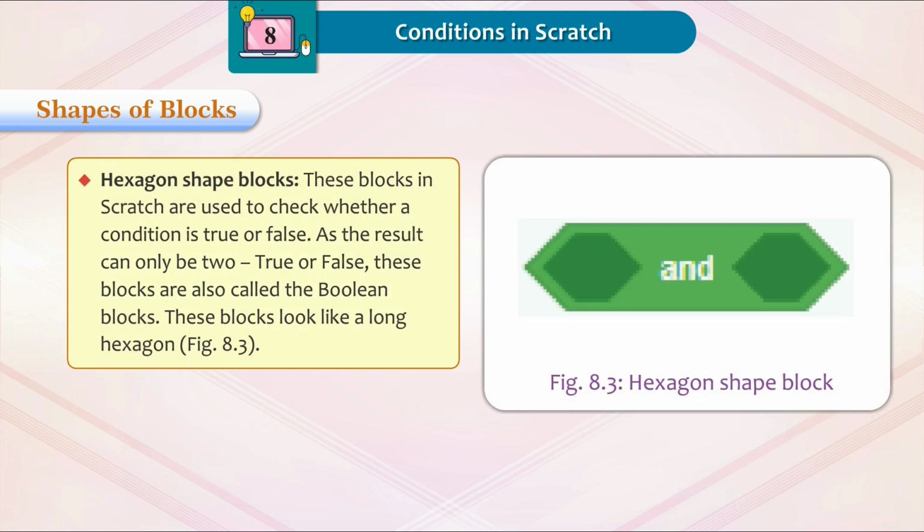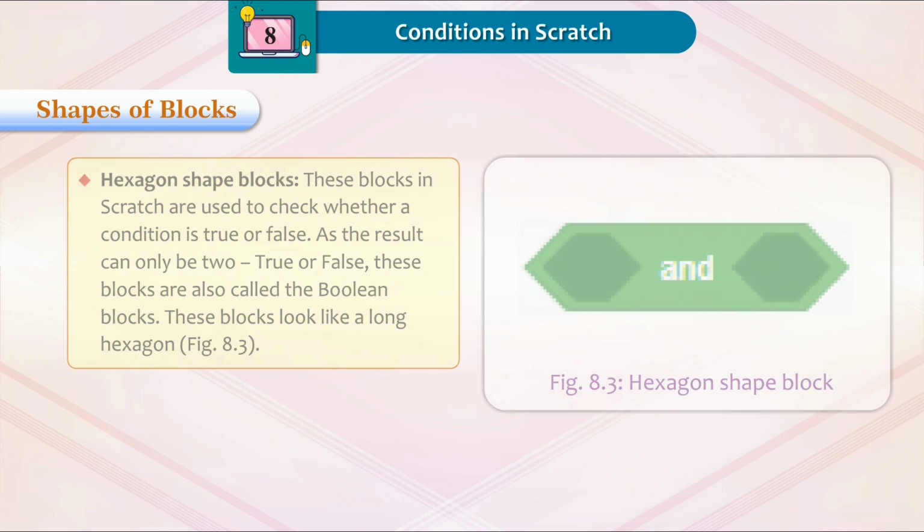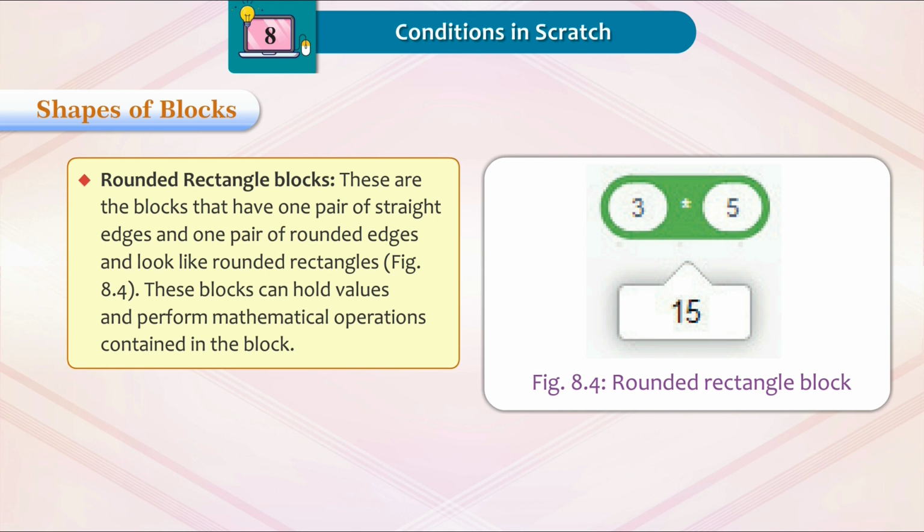Hexagon-shaped blocks. These blocks in Scratch are used to check whether a condition is true or false. As the result can only be two, true or false, these blocks are also called the Boolean blocks. These blocks look like a long hexagon. Refer to figure 8.3.